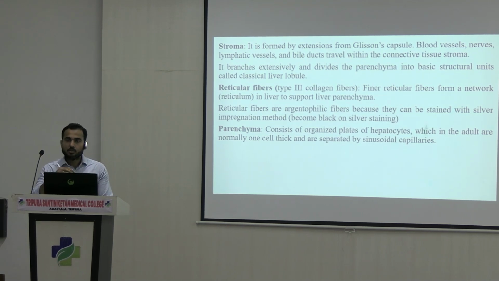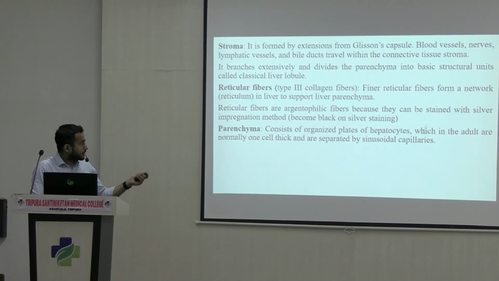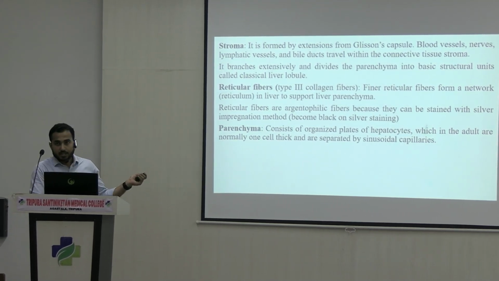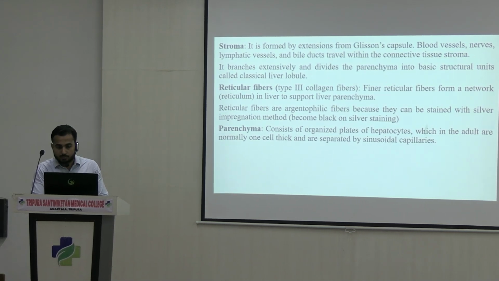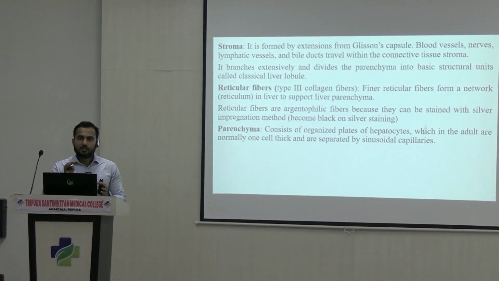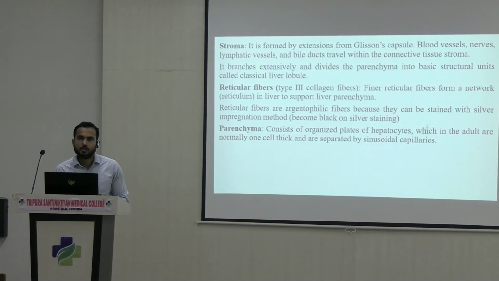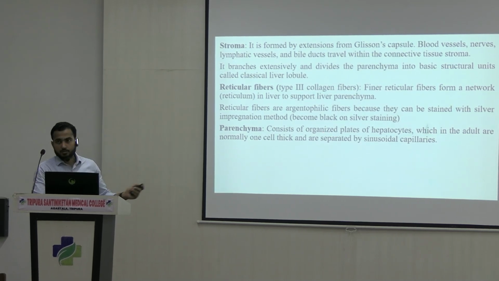Okay. Next, another part which is supporting the parenchyma is the reticular fibers. Now reticular fibers we have already studied, these are nothing but type 3 collagen fibers. Here these reticular fibers form a network called reticulum to support the liver parenchyma. So along with the connective tissue septa, blood vessels, nerves, lymphatics, these reticular fibers are also supporting the parenchyma.